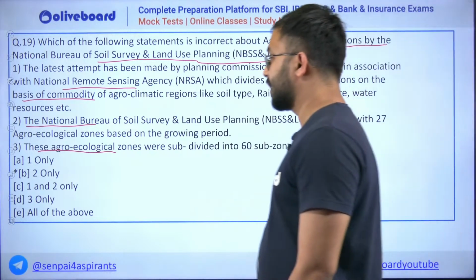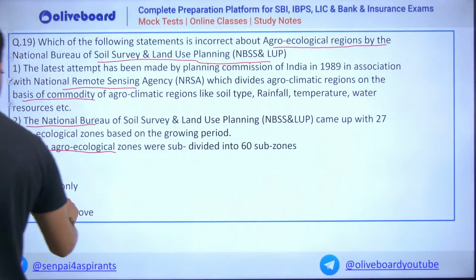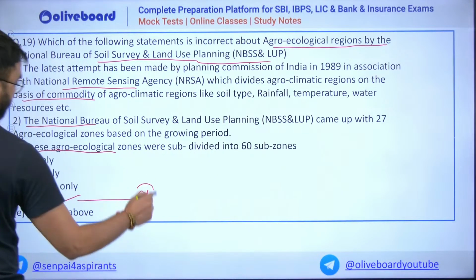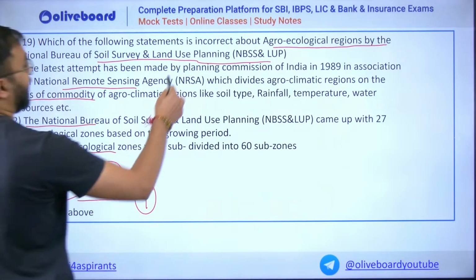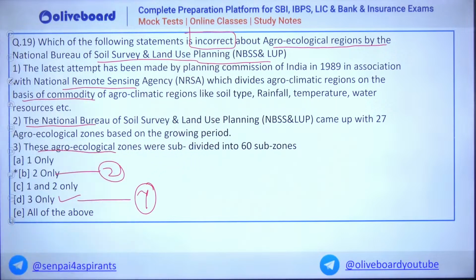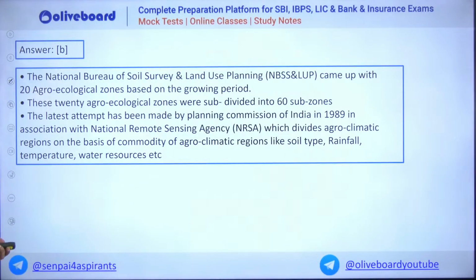B people are saying, but Wisdom is saying 3 only. So one answer we have got for 3 only. One answer we have got for 2 only. 20 AEZ, someone is saying. We have to find which of the following statements are incorrect. So don't make a mistake here. We have to find which is wrong. So the answer here is B, that is the second is wrong, because only 20 agroecological zones are based on NBSSLUP planning of agroecological zones.